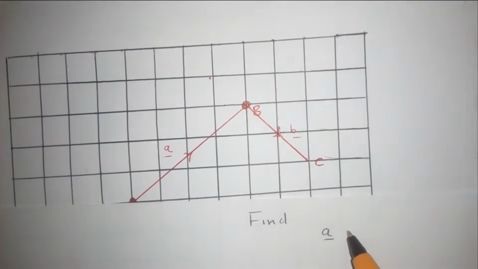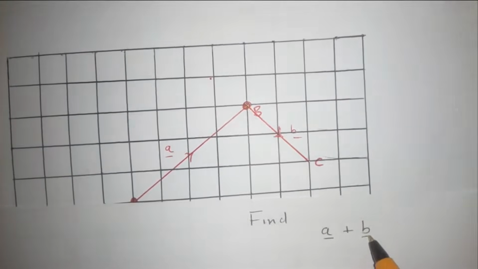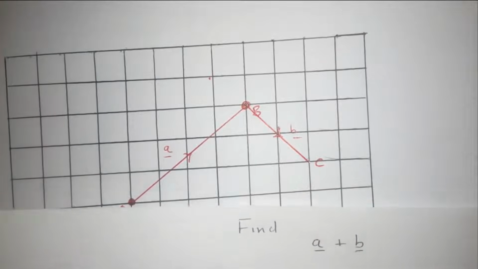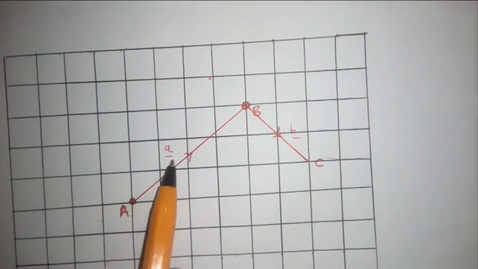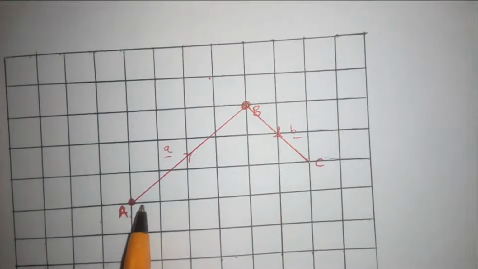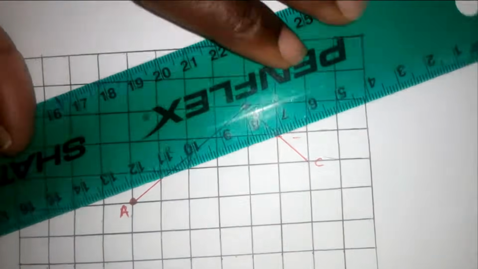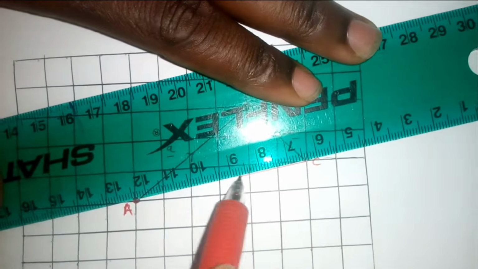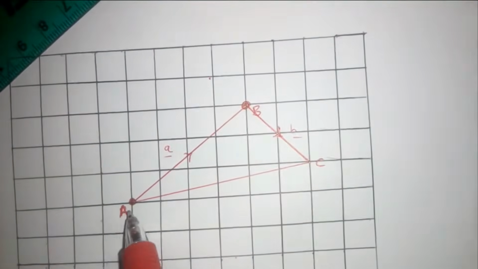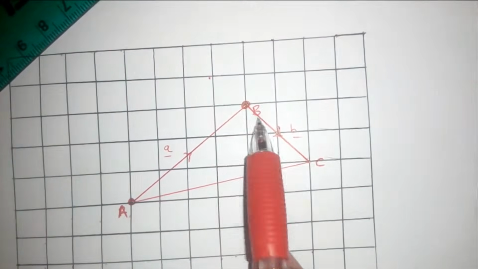Vector A plus vector B. So how do you find vector A plus B? You check where it is coming from. They said A is this side, B is this side, meaning you join these two. So you see what will happen here. You join, and the answer will be this one, vector A plus vector B.